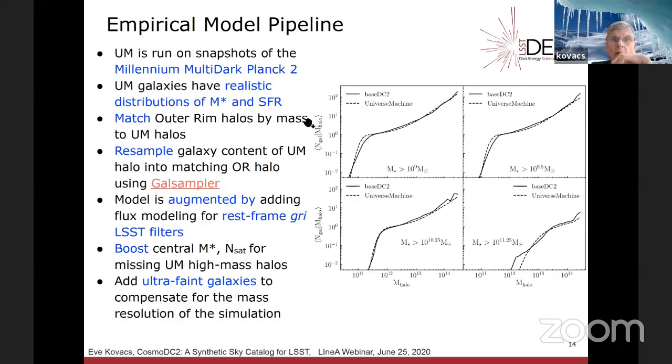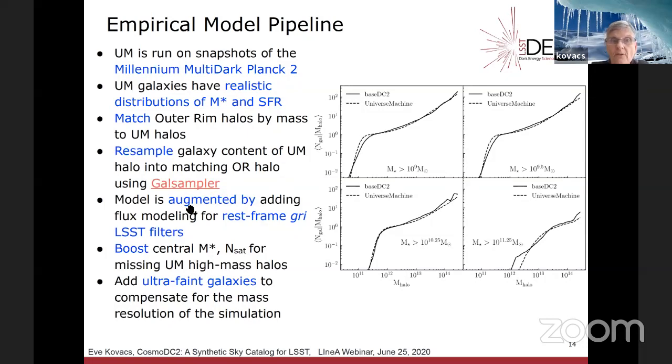Now, the empirical model pipeline was based on Universe Machine with realistic distributions of M star, stellar mass, and star formation rates. And we match the halos in Outer Rim by mass to the Universe Machine halos, and then we resample the galaxy content of the Universe Machine halo into the matching Outer Rim halo. And this is described in a paper called GalSampler, which is linked here.